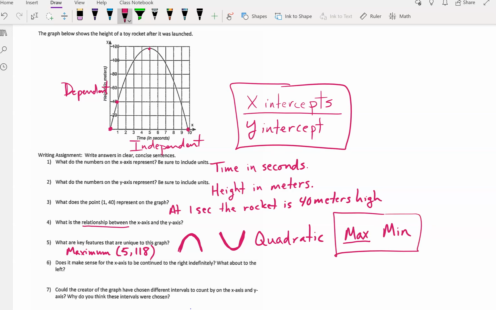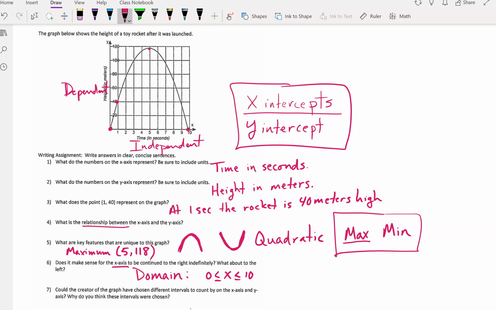Let's go on to the next question here. Does it make sense for the x-axis to be continued to the right indefinitely? Or what about the left? So this is a question that is wondering, what should our domain actually be? Does our number of seconds need to go past 10, for example? In this example, I don't think it does, because the rocket is launched, the rocket lands, and then you're kind of done with your experiment. So because our x-axis is related to our domain, we're going to state our domain for this function as going from x values that are greater than 0 and less than or equal to 10. Okay, that's going to be our domain.